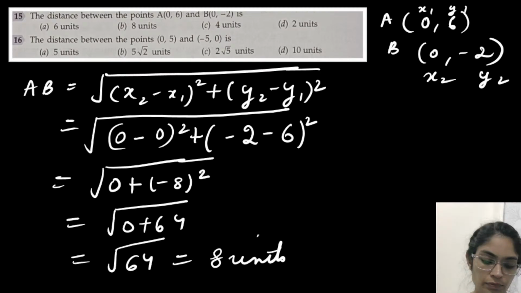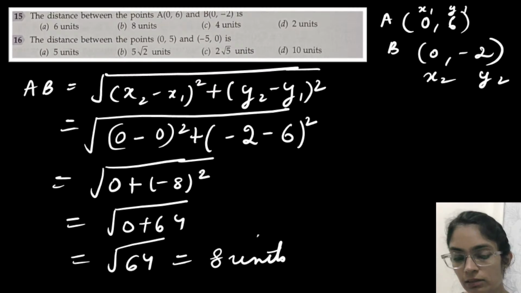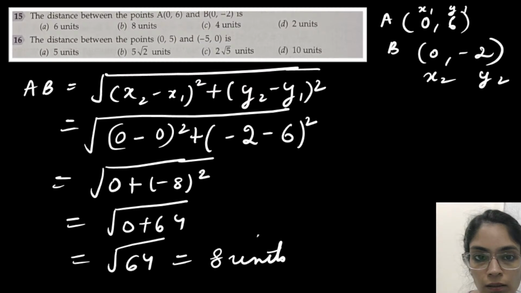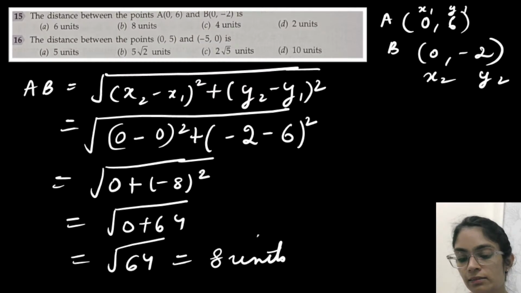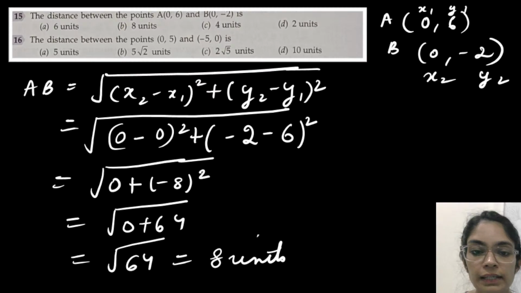So 15th, option B. Yes, Tarunya has written the distance formula only, so that's correct. So for the 15th one, option B is the correct answer. Option B, 8 units, is the correct answer.